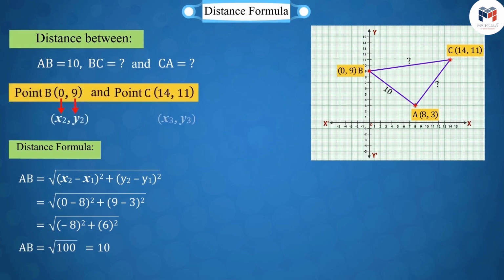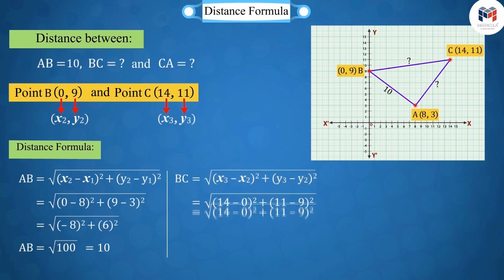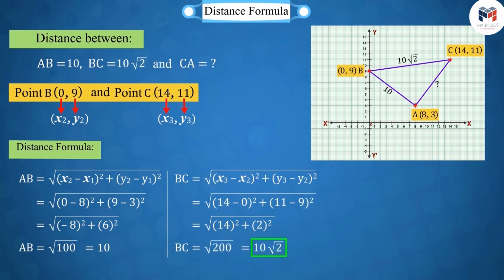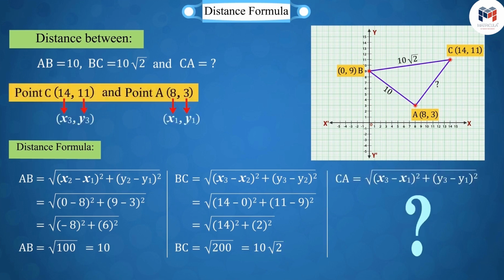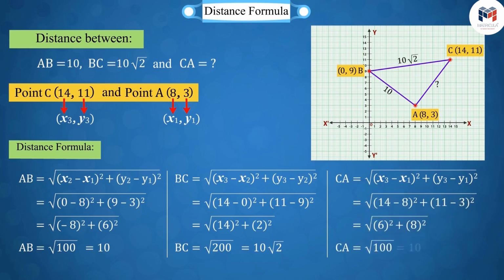Similarly, the coordinates of the point C are x3 equal to 14 and y3 equal to 11. According to the distance formula, we get the measure of BC as 10 root of 2. Similarly, can you find the measure of CA by using the distance formula? Perfect. The measure of CA is 10.